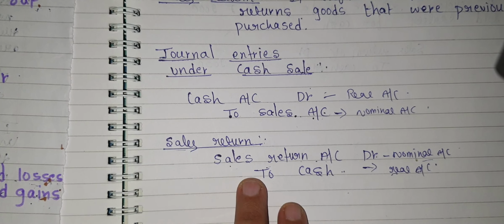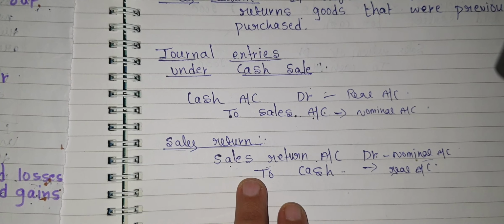Now we will see the journal entry for sales return. Sales return account debtor to cash account. Sales return account falls under nominal account. So here sales return account is debited because it reduces the sales income. So the rule for nominal account is debit all expenses and losses. So sales return account is considered as a loss to the business. We need to debit the sales return account.